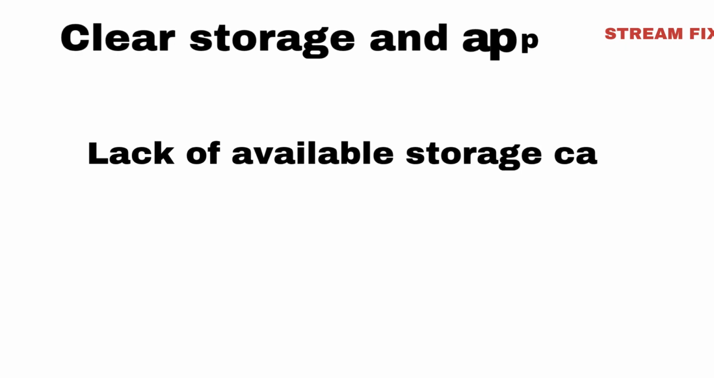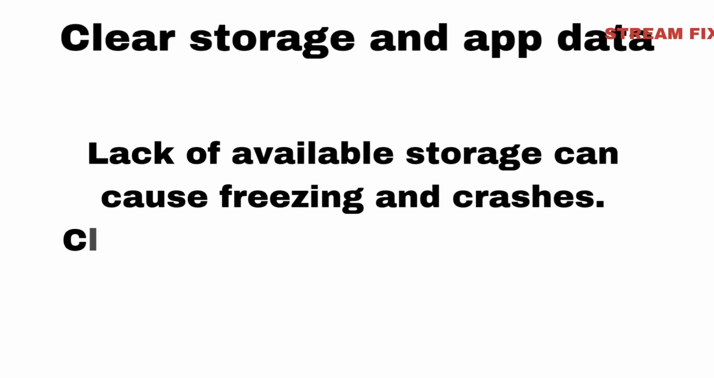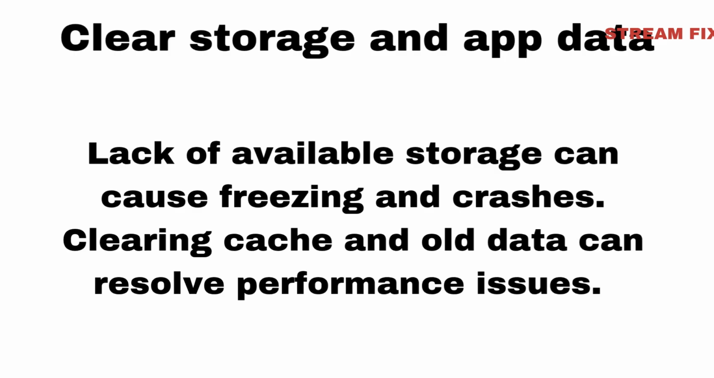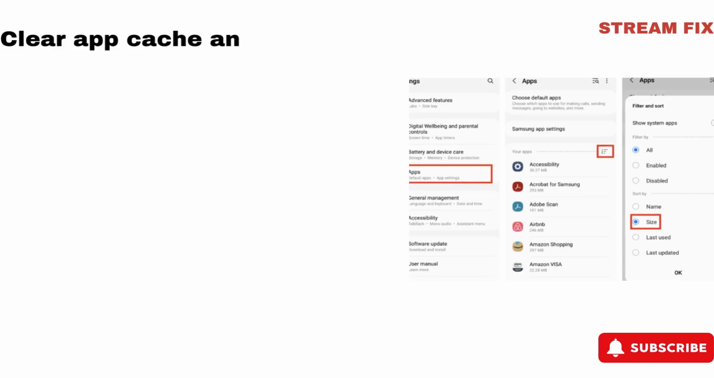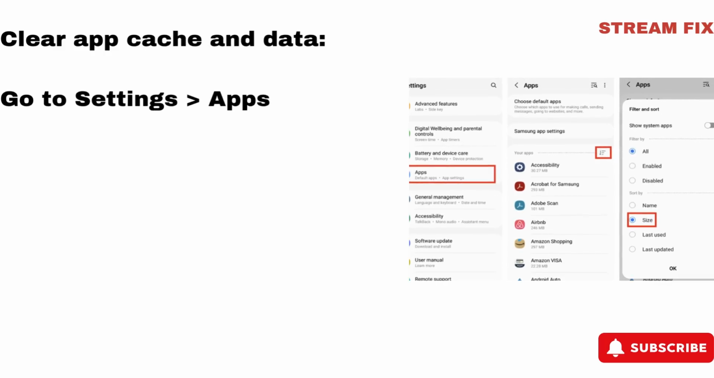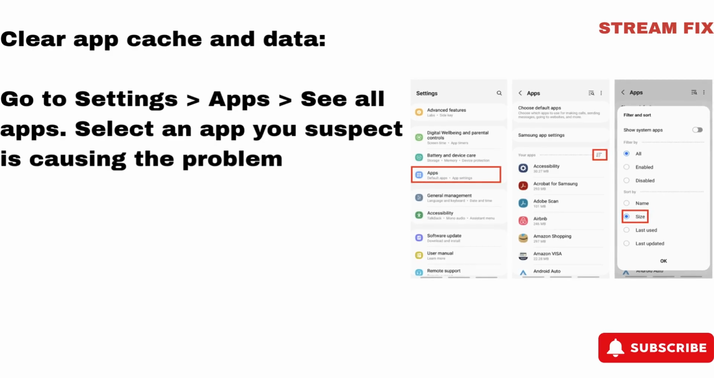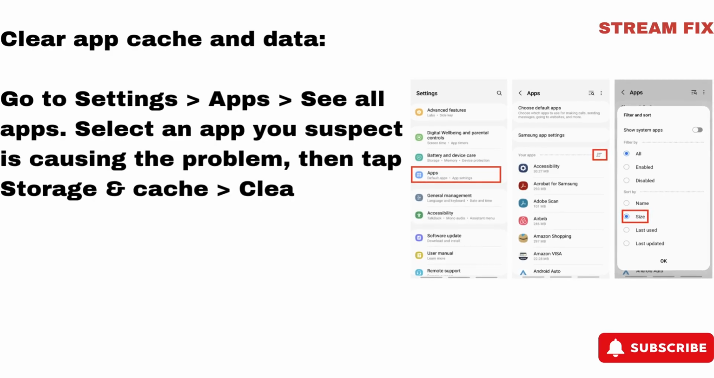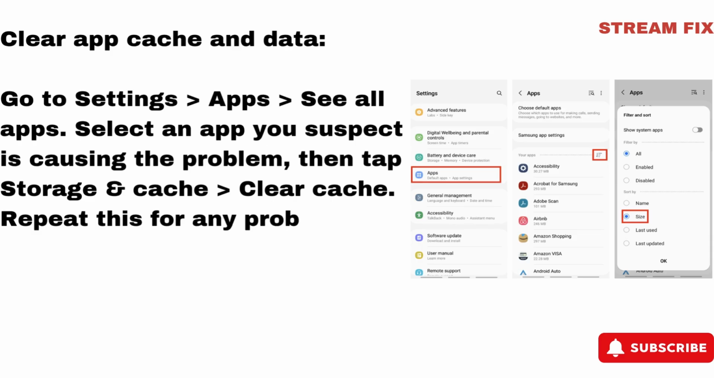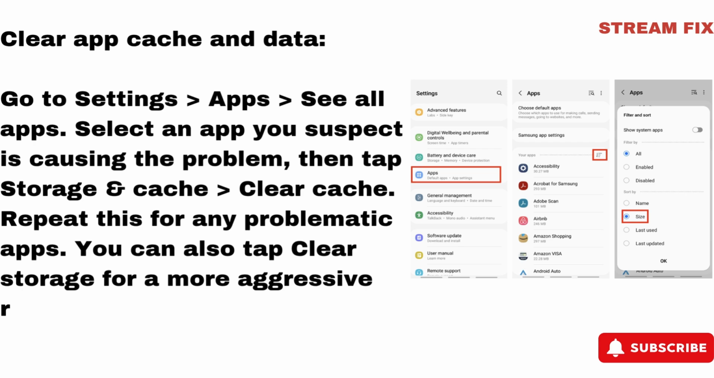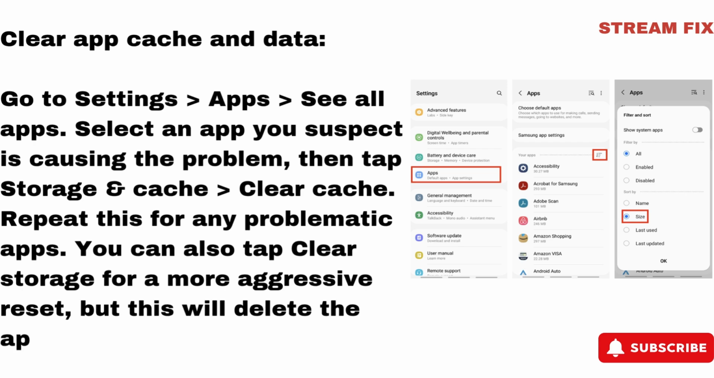Lack of available storage can cause freezing and crashes. Clearing cache and old data can resolve performance issues. To clear app cache and data, go to the Settings app, see all apps. Select an app you suspect is causing the problem, then tap Storage and Cache, clear cache. Repeat this for any problematic apps. You can also tap Clear Storage for a more aggressive reset, but this will delete the app's data.